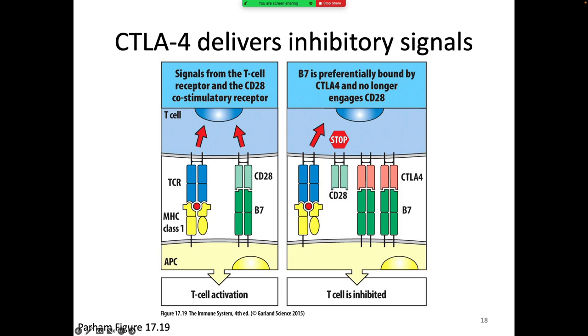And when the cell is getting a signal through signal 1 as well as CTLA-4, that says, stop being activated, turn off, we're done for that T cell.